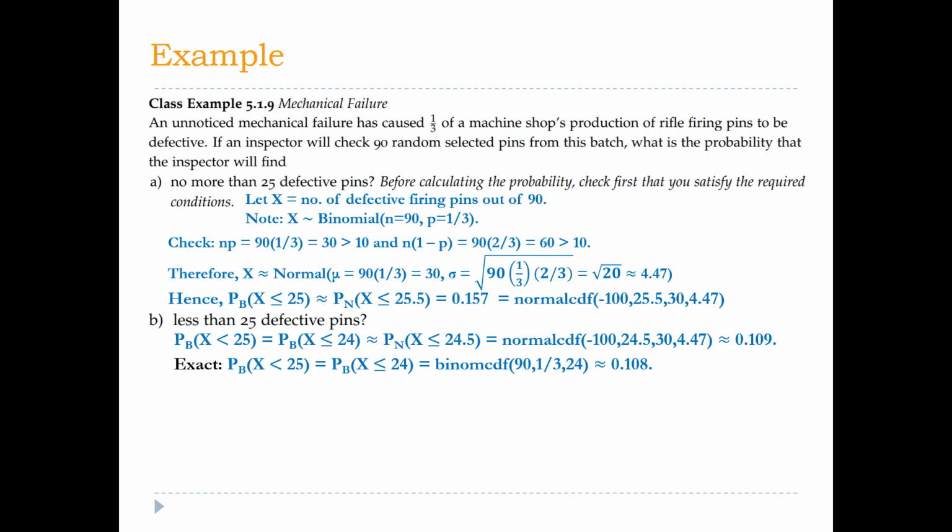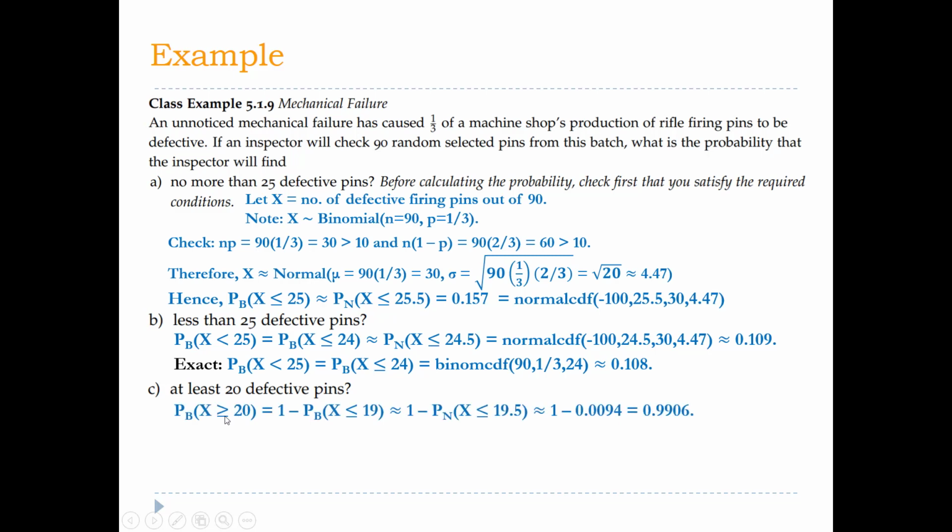Okay. Part C. What is the chance that the inspector will find at least 20 defective pins? Meaning x is greater than or equal to 20. So this is case 3. We're going to use the complement. So this is equal to 1 minus the probability that x will be less than or equal to 19. That's the complement of getting 20 or more.